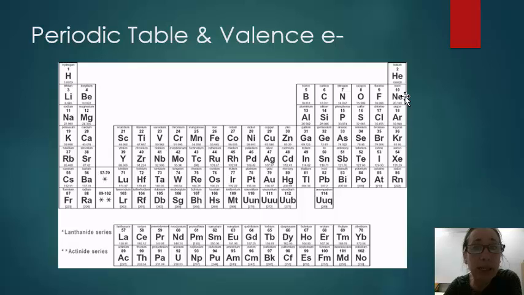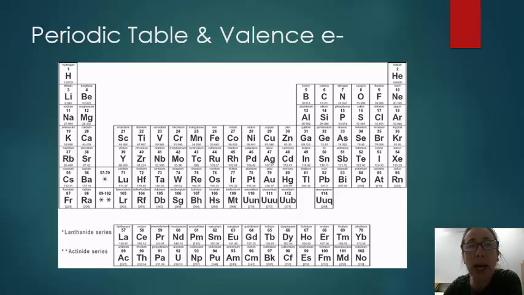So pretty easy. The only thing you need to remember is that helium only has 2 valence electrons. It only has 2 electrons total. So it is the only member of this family that does not have 8 valence electrons. So don't be tricked by that.